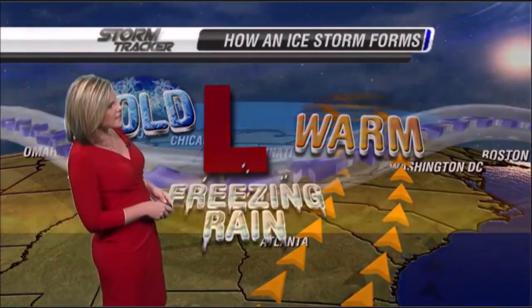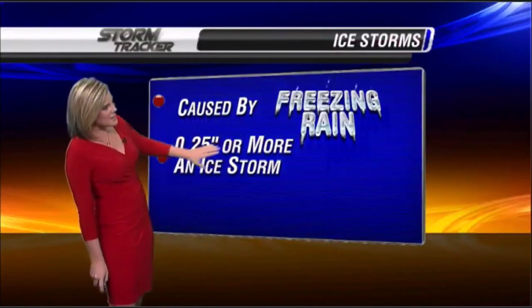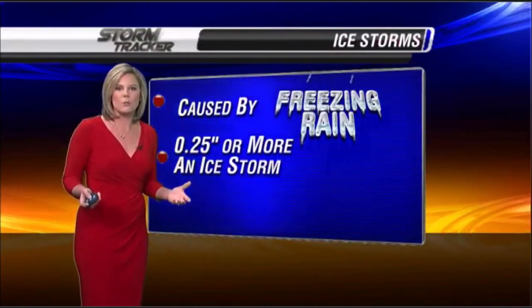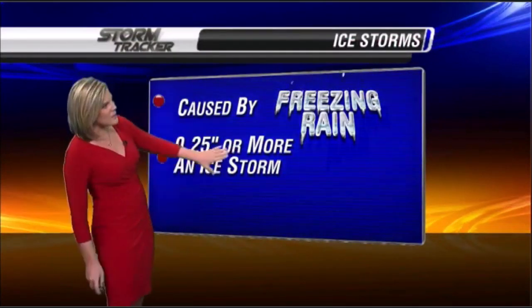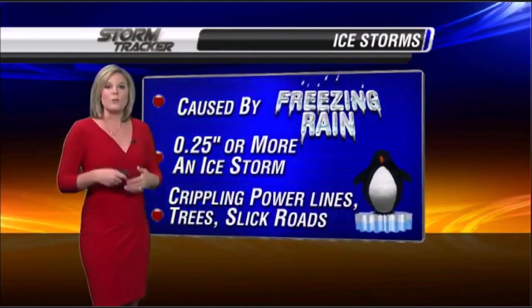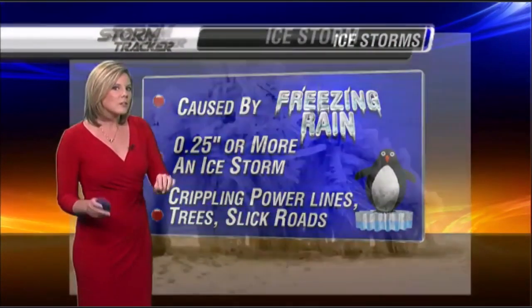So freezing rain can cause ice storms, and it depends on how much will accumulate, but anything more than a quarter inch or so will usually be called an ice storm. It depends state to state, but that's often where we are looking at crippling effects, with power lines down, trees down, and many slick roadways. In fact, check out some of these pictures here.